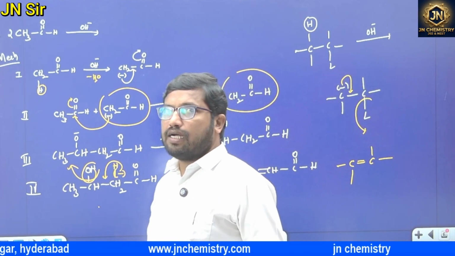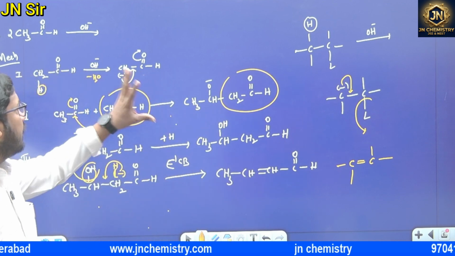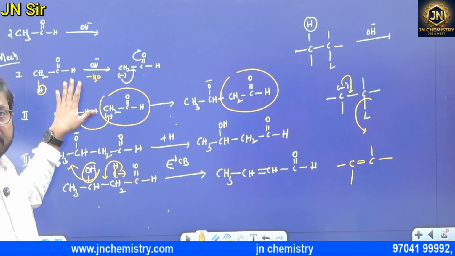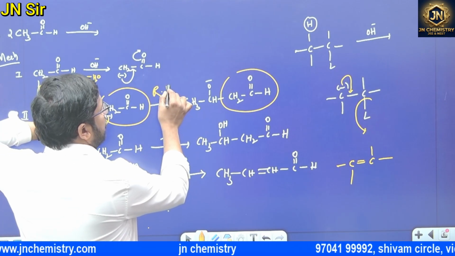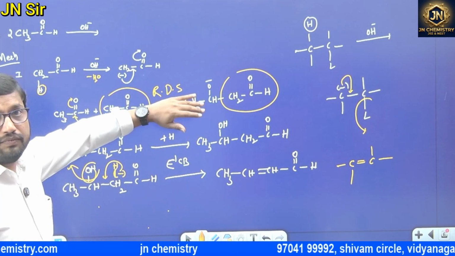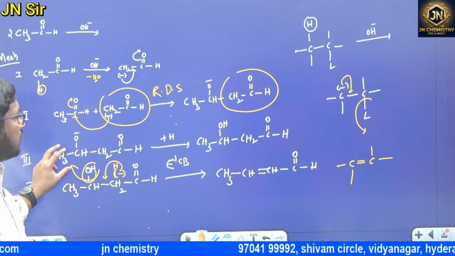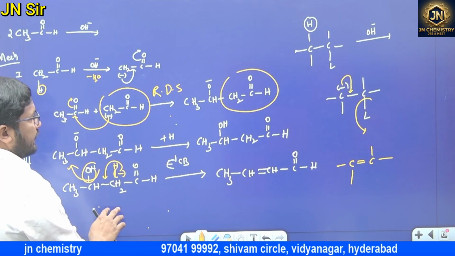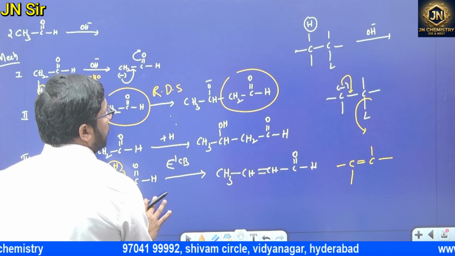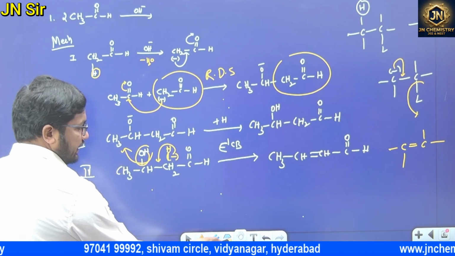So here in the total mechanism, the first step is an acid-base reaction, and the second step is the RDS, the rate determining step. The third step, we are just adding the H plus. In the fourth step, the E1CB mechanism is taking place. So a lot of people are confused here, so I'll explain once again.